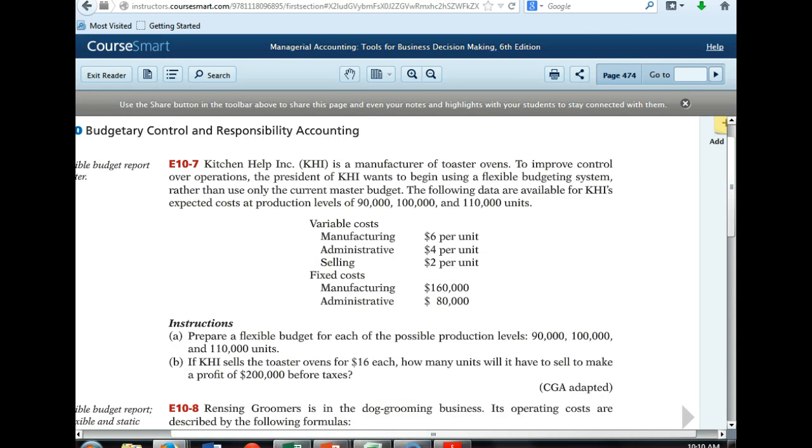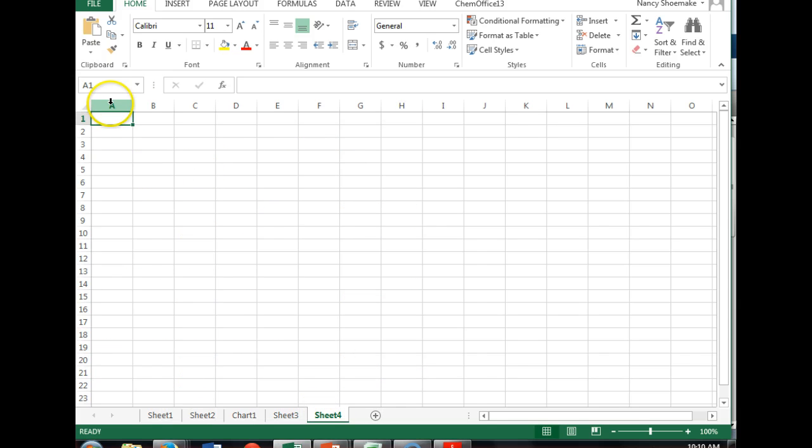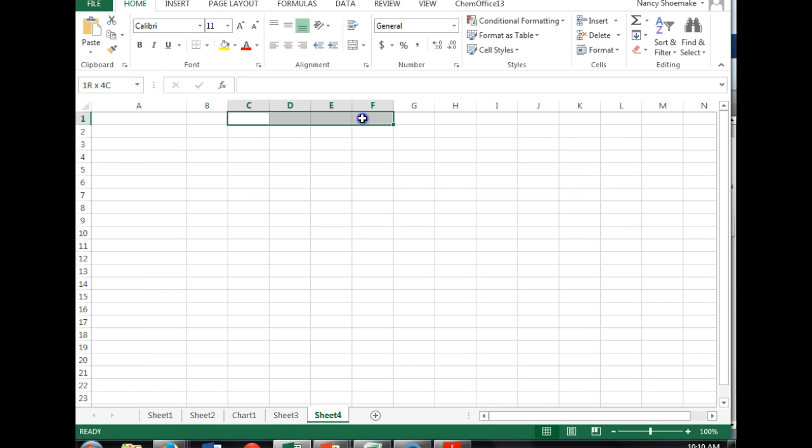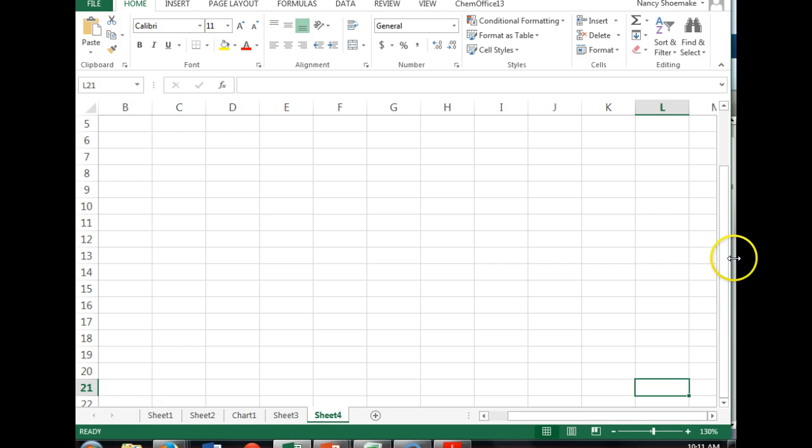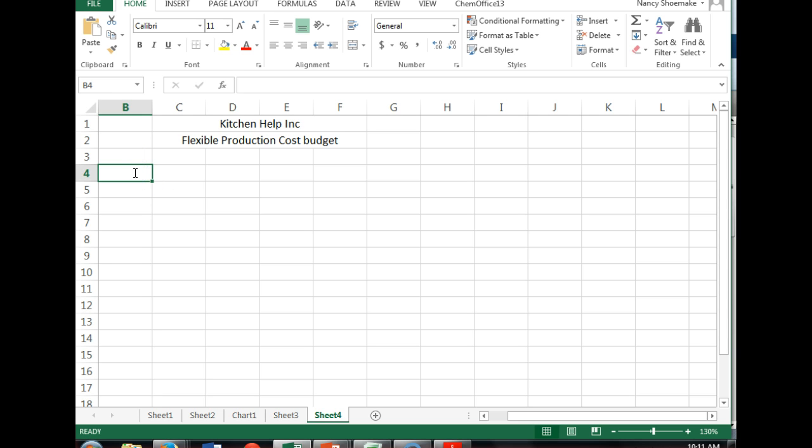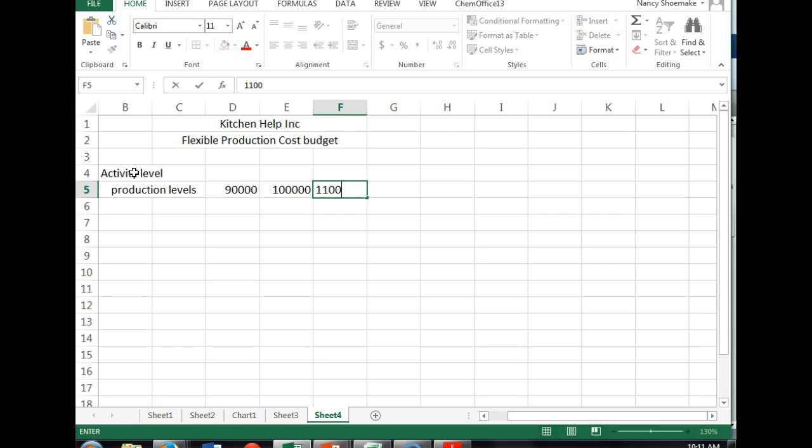So I'll just work on it this way. We'll start with Kitchen Help Inc., and this will be a flexible production cost budget. Okay? So the first thing we're going to do is have our activity level, production levels at 90,000, 100,000, and 110,000.